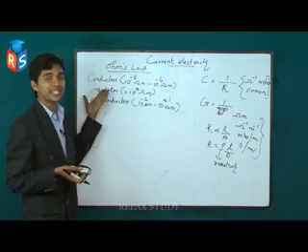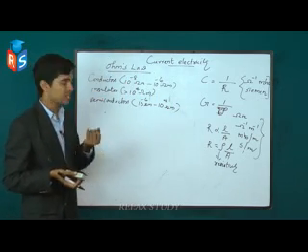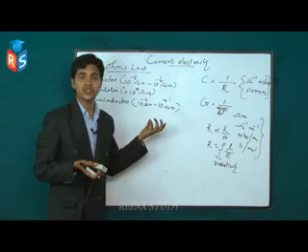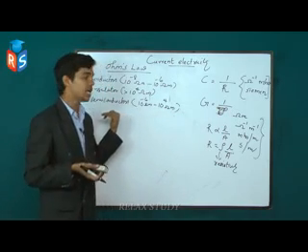Conductors: all the metals are conductors. Insulators: plastic is an insulator. Semiconductors: germanium and silicon are examples of semiconducting materials.